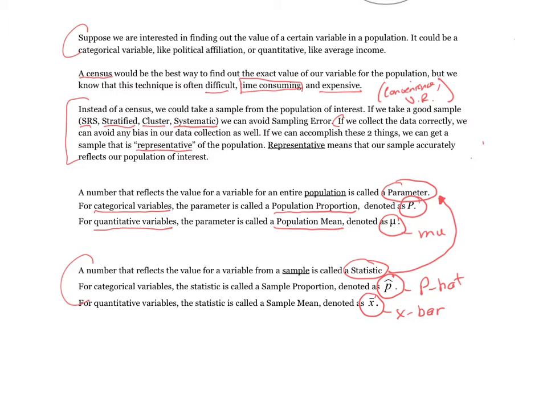Okay, so it's pretty easy to remember which ones are the samples and which ones are about the whole population. The sample symbols have the bar or the caret on top, okay? So those denote that the data is from a sample. And the p and the mu tell us that those numbers reflect a population.